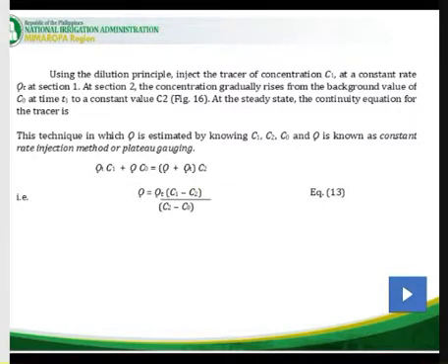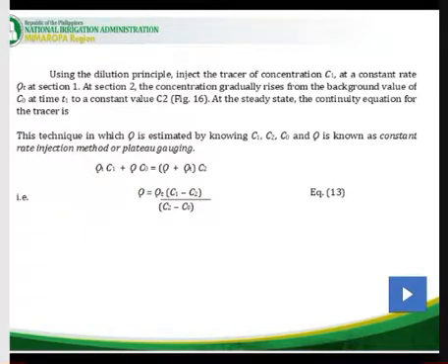Using the dilution principle, inject the tracer of concentration C1 at a constant rate of Qt at section 1. At section 2, the concentration gradually rises from the background value of C0 at time t1 to a constant value C2, figure 16. At the steady state, the continuity equation for the tracer holds. This technique, in which Q is estimated by knowing C1, C2, and C0, is known as the constant rate injection method or plateau gauging.